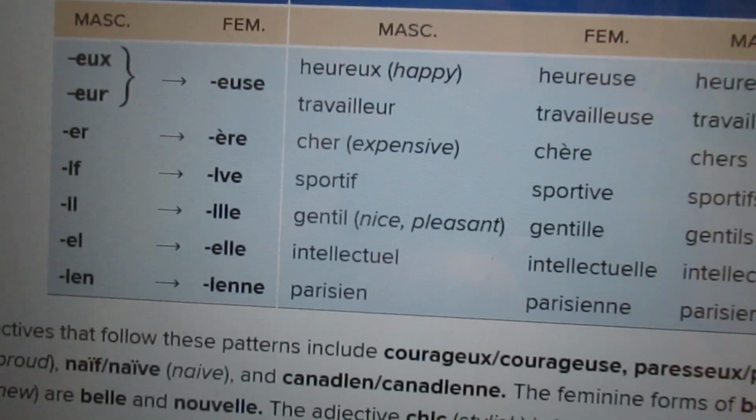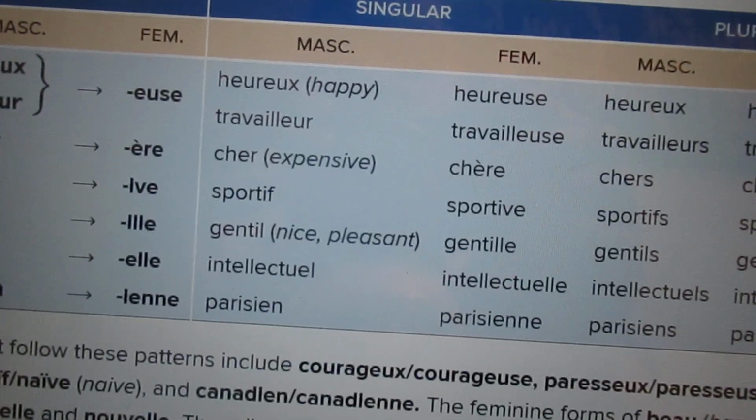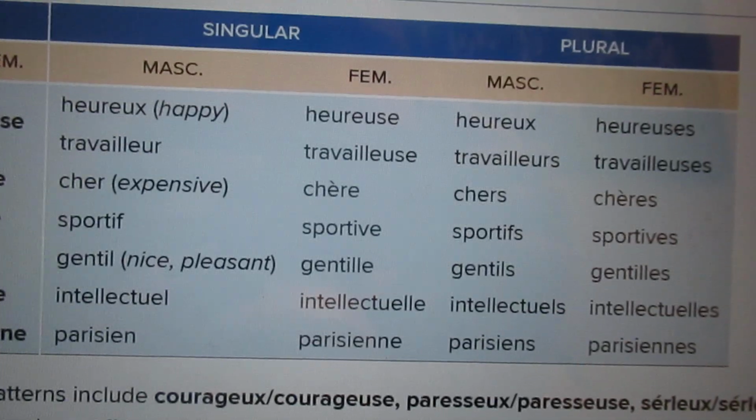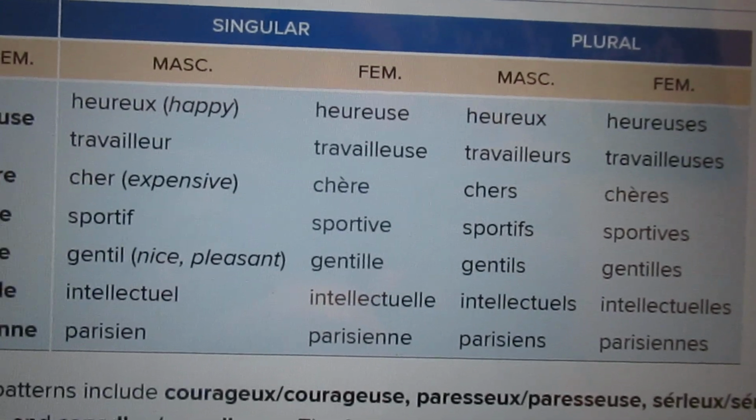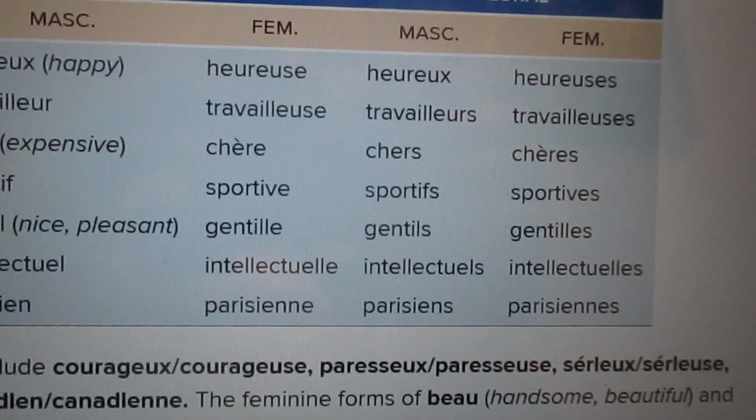Then we have EL words where we keep the EL, but we double the L and add another E. So you have intellectuel, intellectuelle. We don't really hear a difference between them, but they are spelled differently. And both of those in the plural are just adding S's.